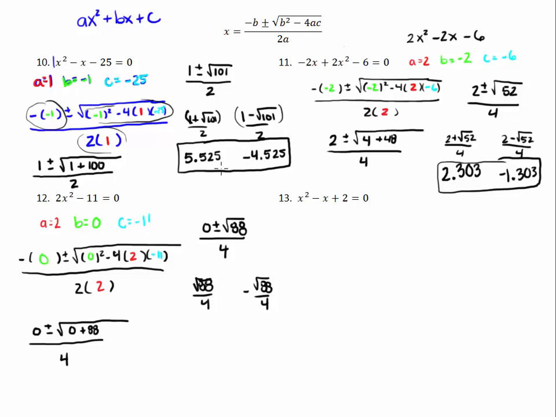Let's see, type in our calculator, we get positive 2.345 and negative 2.345.